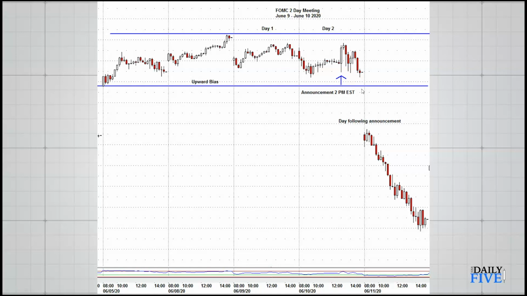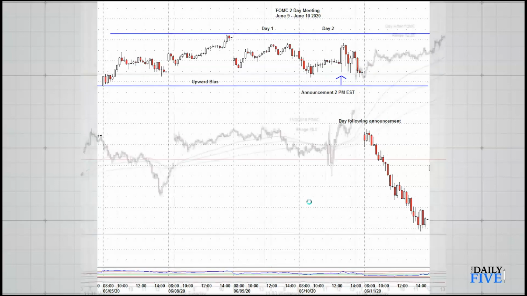I'd also like you to notice that in the days following the announcement, usually around one trading day to maybe even up to 4 trading days, maybe 5, but usually within the next couple of days, we'll see a larger move in one direction or another. After the June 10th announcement, the market had a large gap to the downside, and then intraday it was a trending day to the downside.